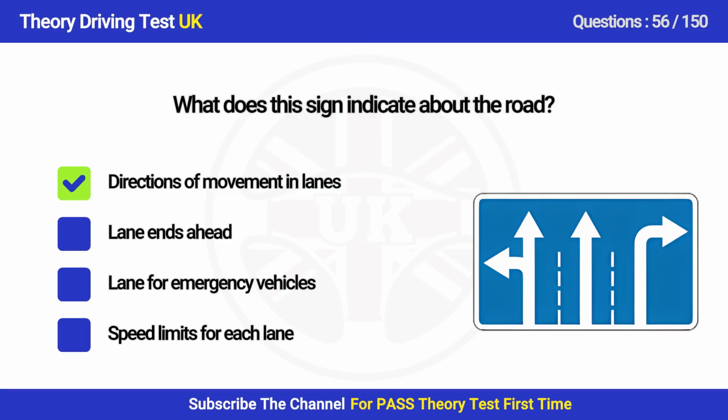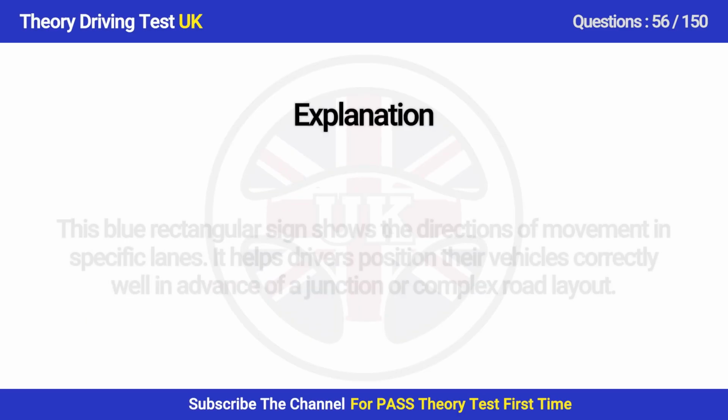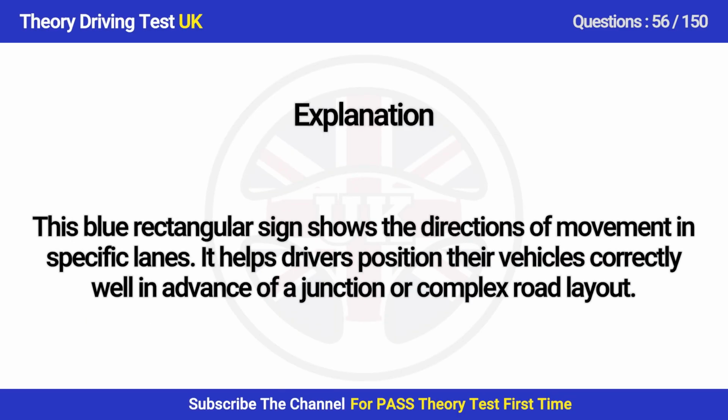Answer is A. Direction of movement in lanes. This blue rectangular sign shows the directions of movement in specific lanes. It helps drivers position their vehicles correctly well in advance of a junction or complex road layout.